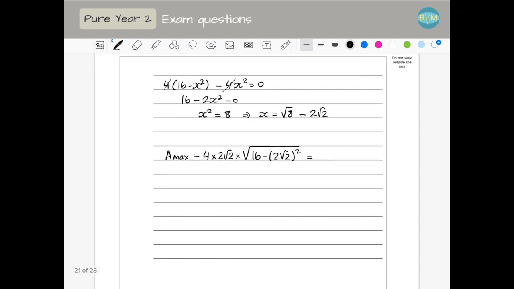And then 16 minus 8 is 8, so this is root 8. So I have 4 times 2 root 2 times root 8, which is root of 16 altogether, which is 4. 4 times 8, you can do it with a calculator if you prefer. 32 square inches. That's the area, and that's the maximum area.